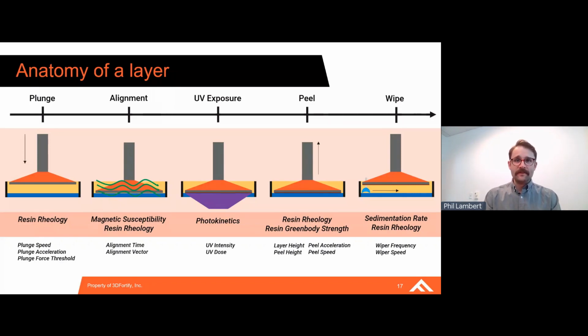After the exposure is complete, we move on to the peel. Again, resin rheology playing a big role here. How is that resin going to flow back into that gap left behind by the build plate in the part as it peels off of our film that sits right in between the glass and the resin?